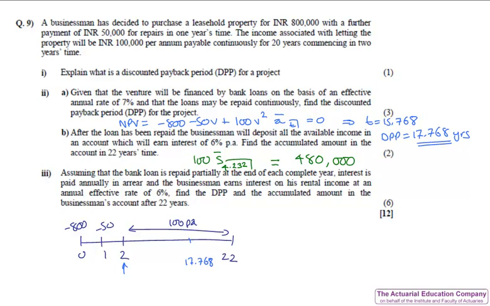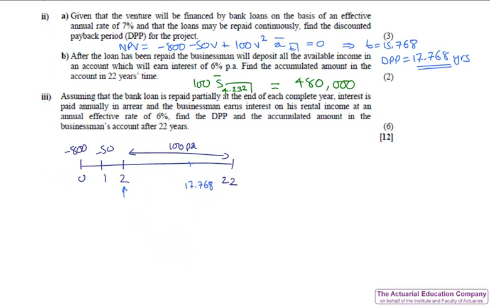Okay, part 3 of the question is basically repeat part 2, but this time payments are received annually in arrears. So first things first, let's find the DPP. Our net present value will now be this. Solving this at 7% gives us t is 16.776.